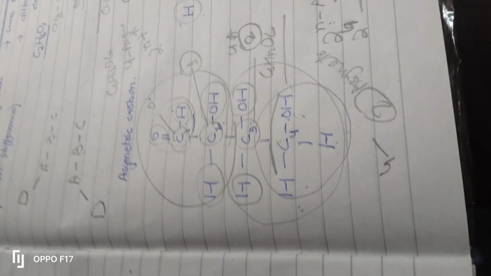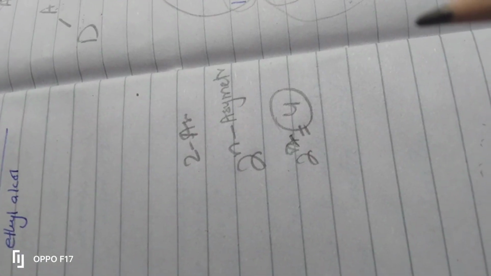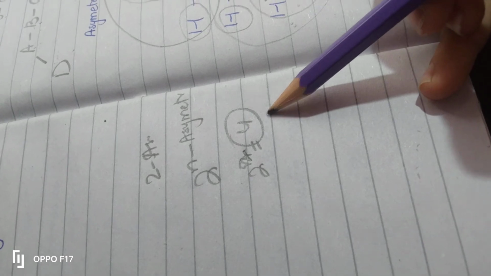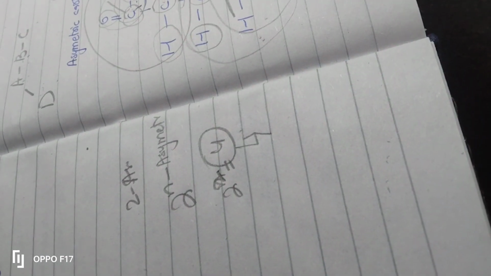And now if I want to find how many stereoisomers will be possible in this condition, how many asymmetric carbons do I have? I have two asymmetric carbons. I use the formula 2^n. n shows the number of asymmetric carbons. 2^2, so 4. The total number of stereoisomers of this compound will be 4. I hope this is clear.